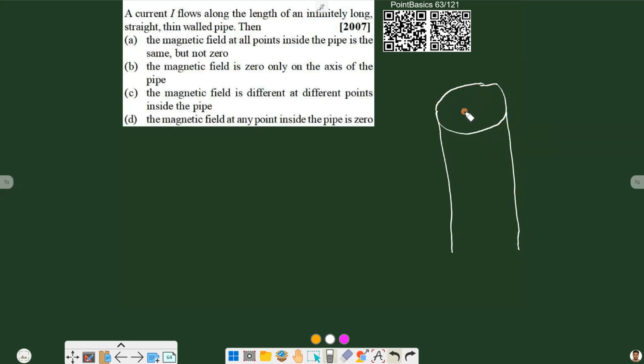Inside it is hollow, and all the current flowing is flowing through the surface of the pipe. Now if I make an Amperian loop here inside this pipe, and in this loop there is no current flowing. So if I write the equation for this loop, ∮B·dl is equal to μ0 I enclosed.